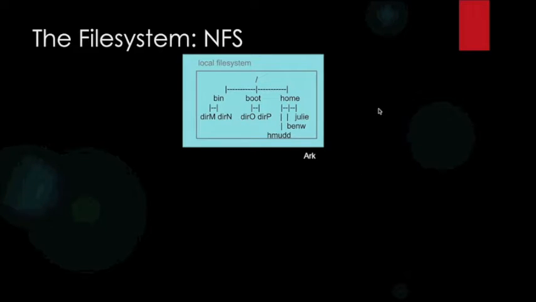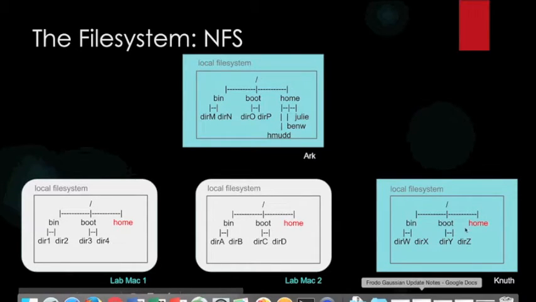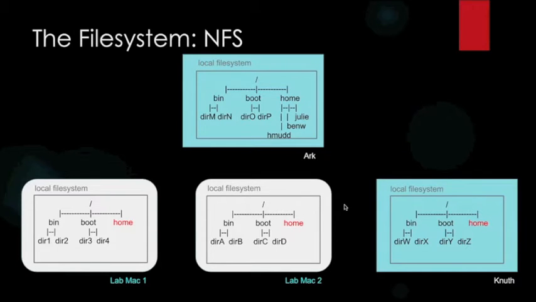Now, let's look at the machines ARC serves, including some LabMacs and Knuth. These machines have their own local files stored in their local file systems, as shown inside the boxes. For instance, dir1 is stored on LabMac1, and only exists on LabMac1.